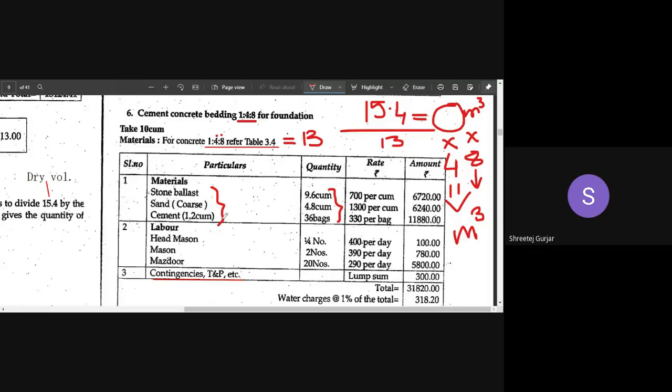Remember, for cement, don't write in meter cube. Write it in terms of bags. The remaining you can write in meter cube. And write the rate per bag over here, usually around 420, 450 per bag. Write that value here, and then multiply quantity by the rate. You will get the amount.